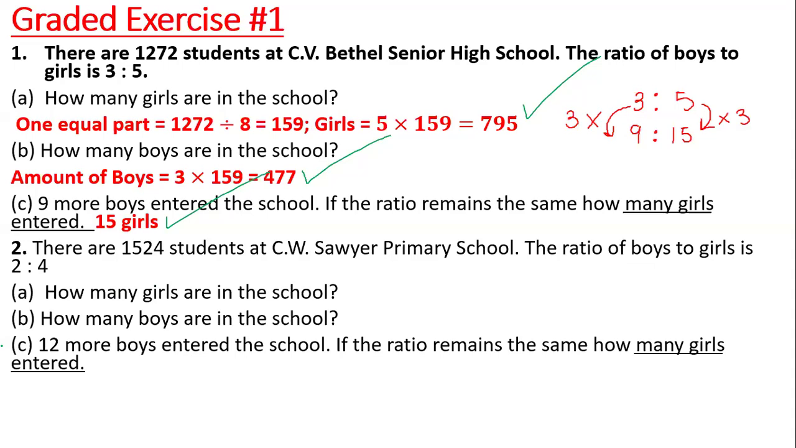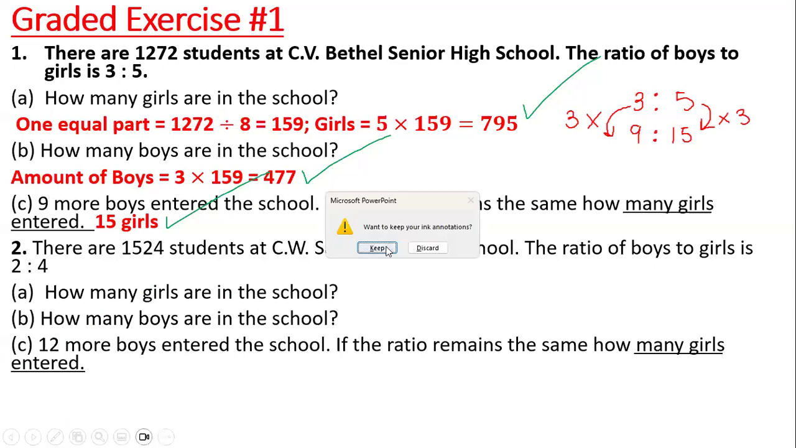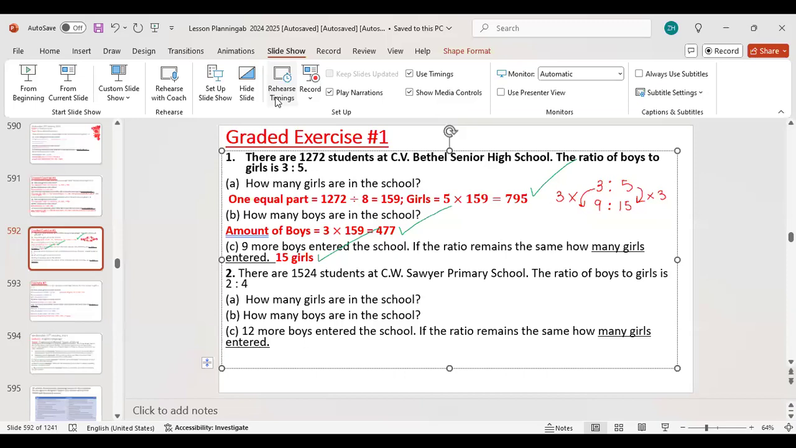There are 1,524 students at C.W. Sawyer Primary School. The ratio of boys to girls is 2 to 4. A, how many girls are in the school? B, how many boys are in the school? And C, 12 more boys entered the school. If the ratio remains the same, how many girls entered? Okay, so even though you haven't done it yet, just tell me how would you do it? What would you do to get the girls?